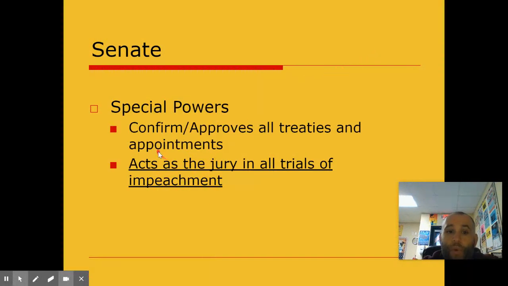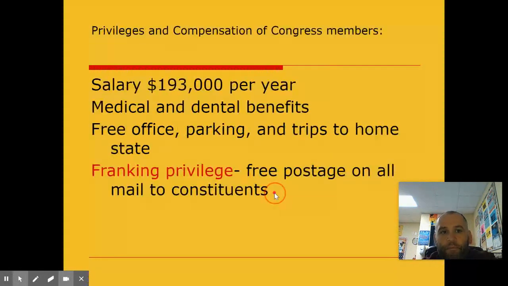Okay. What are the special powers of the Senate? You need to know this. They get to confirm all treaties and presidential appointments. That's an important one. And in an impeachment, they get to act as a jury. So the first time Donald Trump was impeached by the House, the Senate did not find him guilty. 2/3 have to find him guilty and 2/3 didn't. We'll see what happened this time.